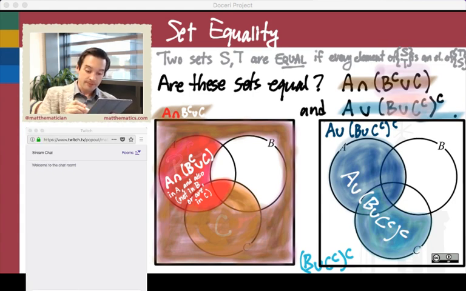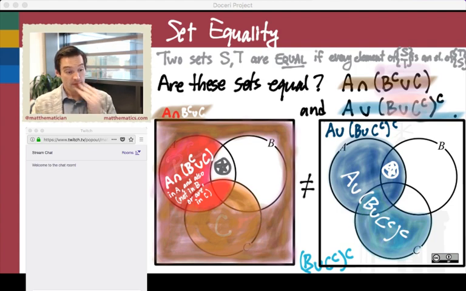For example, if I have an element here in the intersection of A with B, but not an element of C over here on this diagram. On this diagram, that region is not shaded. Over here on this diagram, it is. So there's a disagreement. And as soon as we have a disagreement, we can guarantee that these sets are not equal. So I'm just going to put a not equal to sign in the middle here.